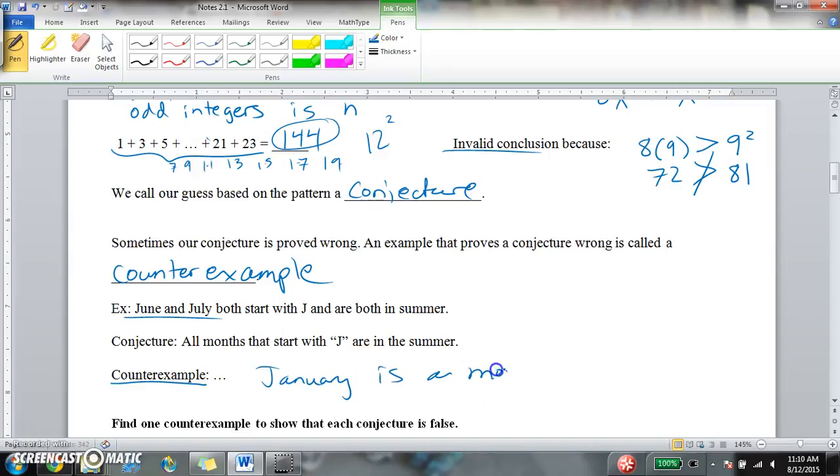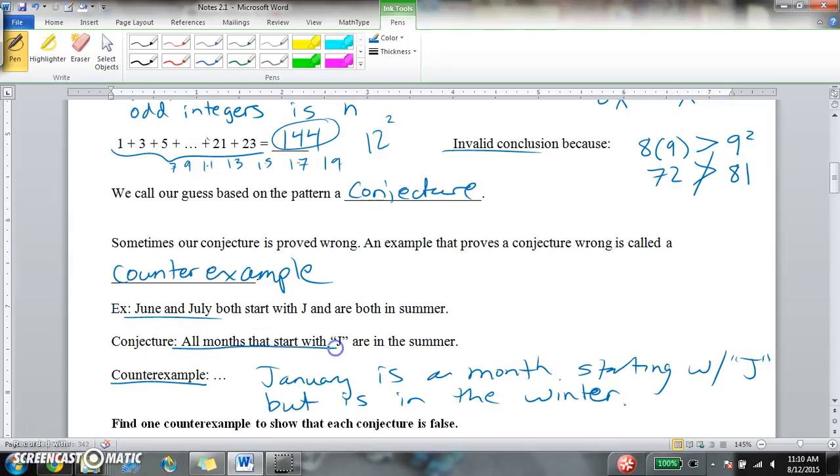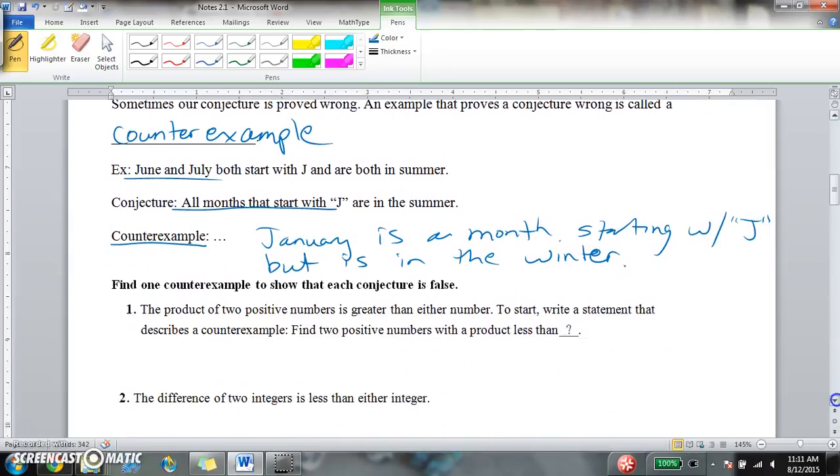is a month starting with J, but January is in the winter. So my conjecture is wrong, because my conjecture said all months that start with J are in the summer. Well, January is a month that starts with J, but January is not in the summer, so this would be my counterexample.